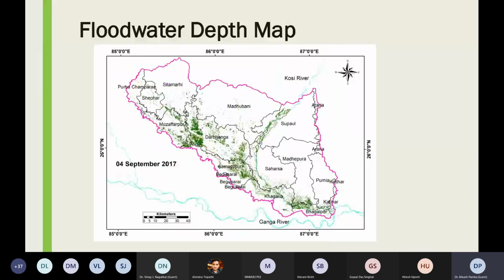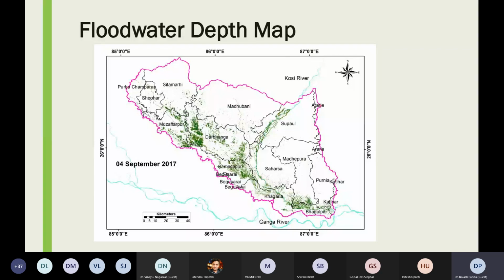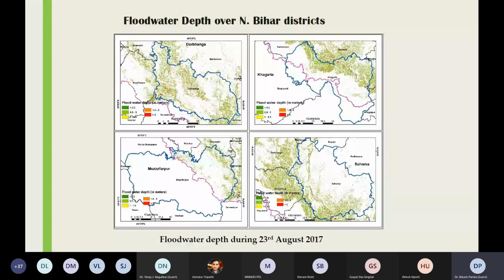Okay, so this is also a flood water depth, but for another date. This one is for peak conditions, like 23 August, and then you have the recession after a few days, 10 or 15 days. Mostly you'll find the area declining as the flood is receding. And then this is the flood water depth over the different districts. You see the Darbhanga district, and then we have Khagaria and Muzaffarpur, and you'll find Saharsa, where the Kosi is passing through.